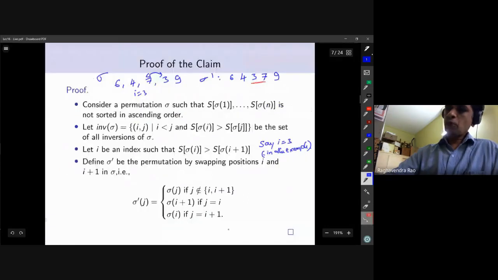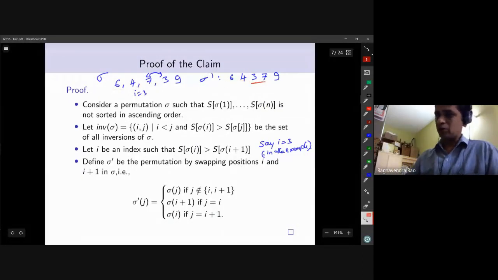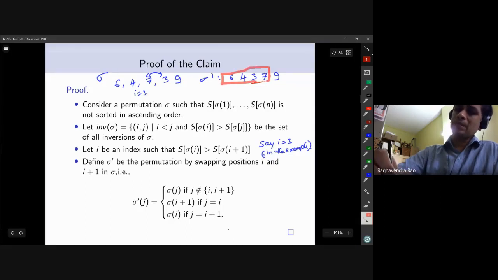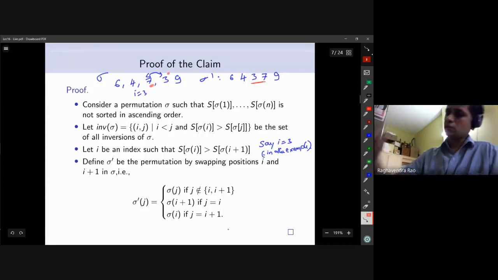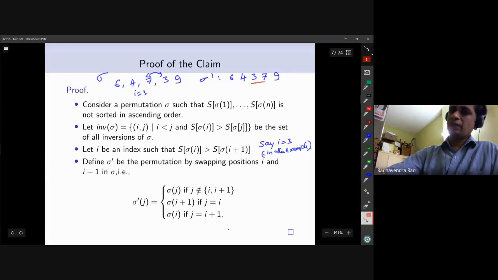Up to position I minus 1, there is no change in the array, so the costs will all be the same for all those positions. At position I, there is a change. But after position I, from position I plus 1 onwards, the sum that you take will be the same. There is only one local swap here. Any further, it is going to be the same. So I would just write C sigma I plus 1 etc. Now here, what is the difference? We saw what the difference was: you take the smaller value and subtract the larger value from it.